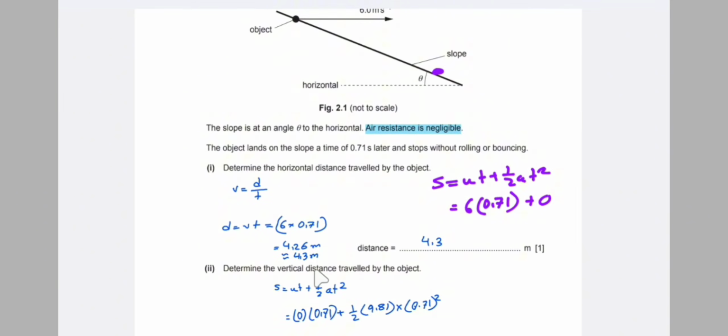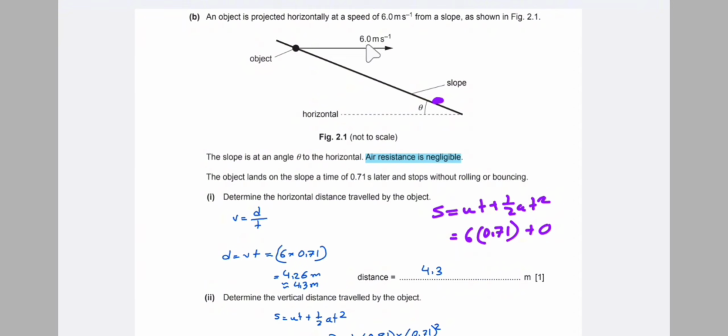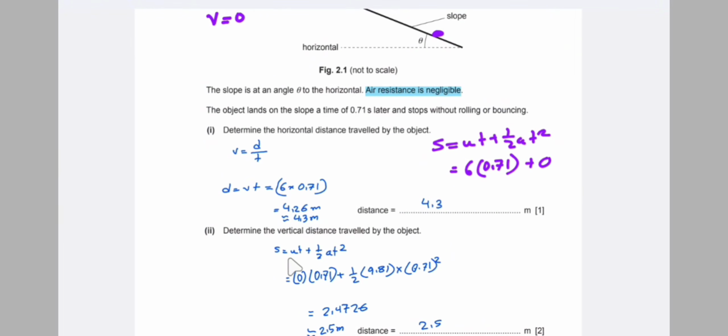And for the vertical distance, here initially we know the horizontal velocity. So we know the value of horizontal velocity, and since there is no vertical velocity given, the velocity in the vertical direction is 0. So initially there is no vertical component of velocity. Therefore the vertical component of velocity is 0, and the total time is 0.71 plus half, acceleration is 9.81, into t square.